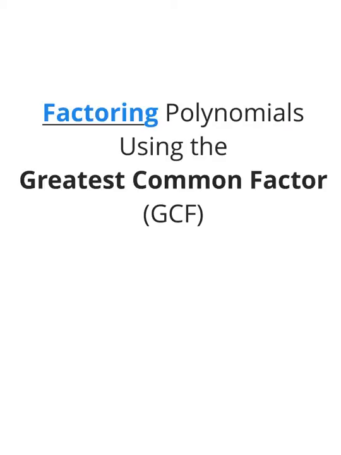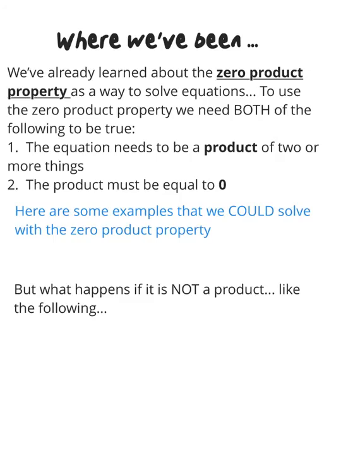So today's video is going to go over factoring polynomials with our first method called the greatest common factor. Just as a review, we've already talked about the zero product property. And the zero product property was an important tool that allowed us to solve equations, but we had two things that needed to be true. We needed to have it as a product of two things, and that product must have been equal to 0.